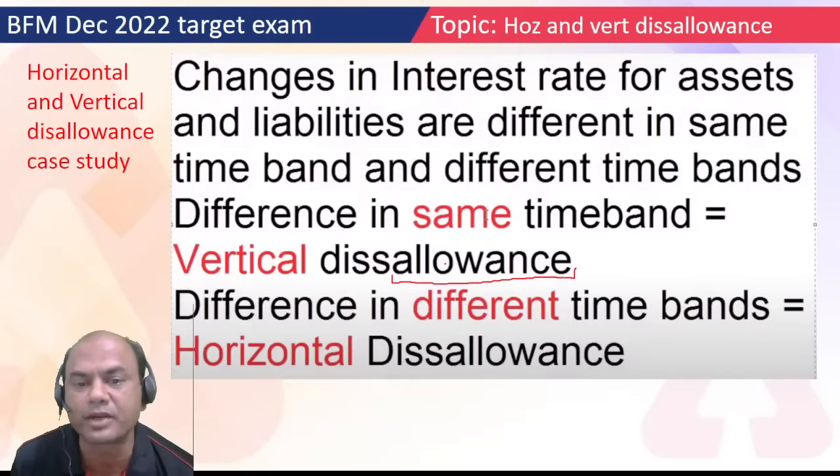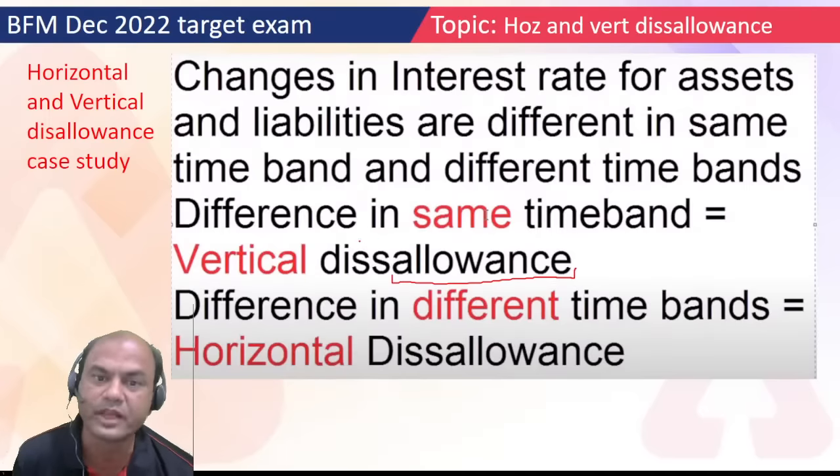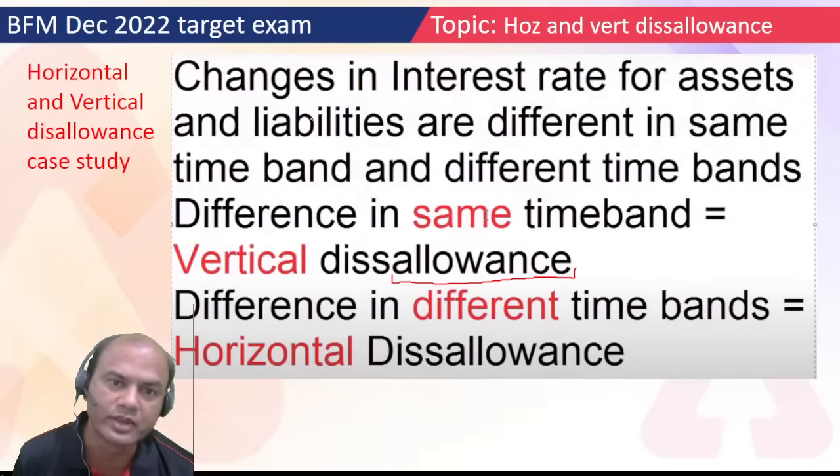I don't allow somebody. So this is basically a negative concept. Vertical disallowance, horizontal disallowance. Disallowance means I am not allowing somebody. That is the meaning of this, not allowing. So let's move on now.